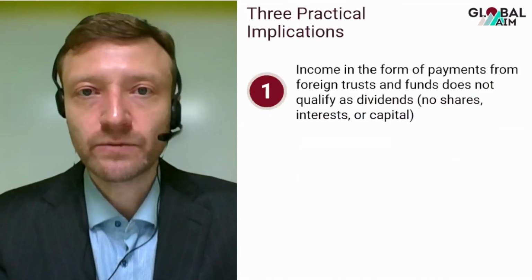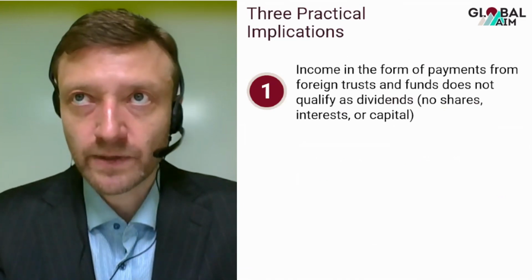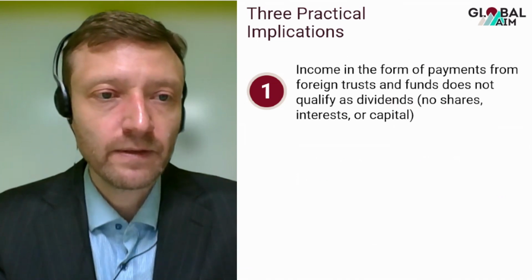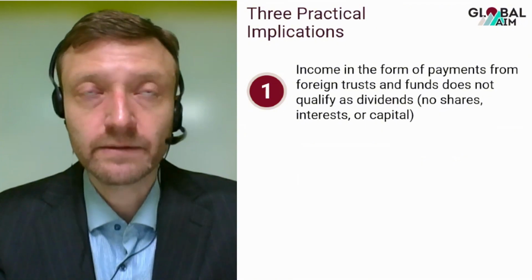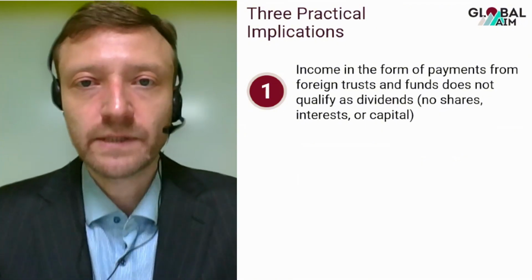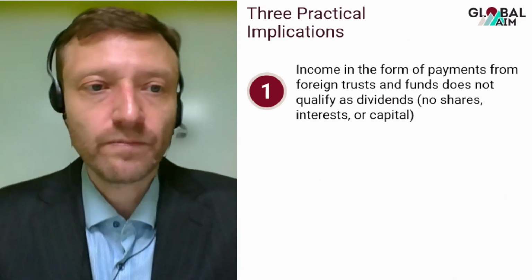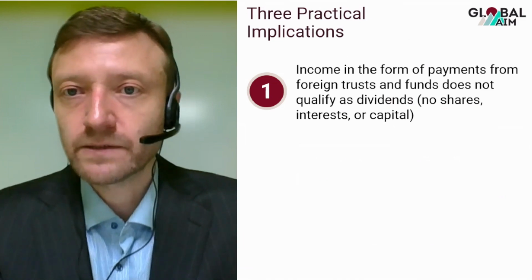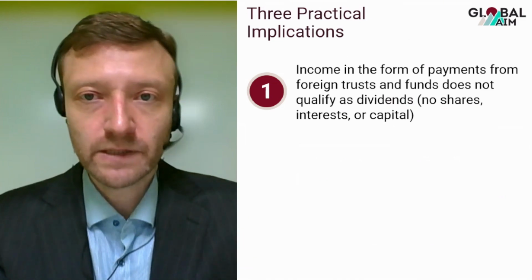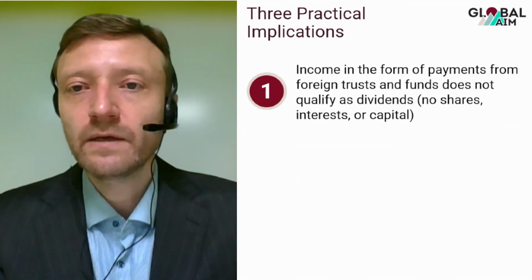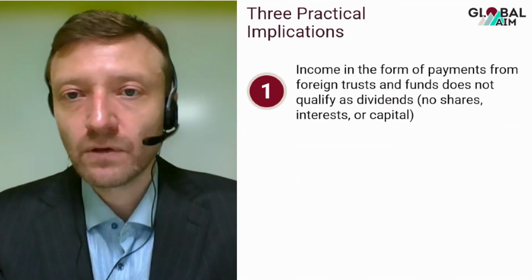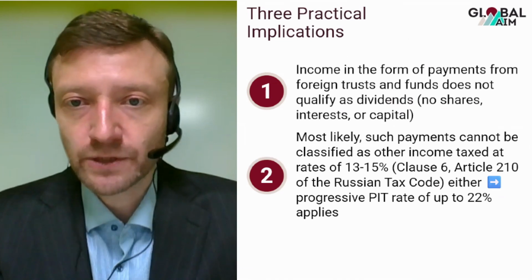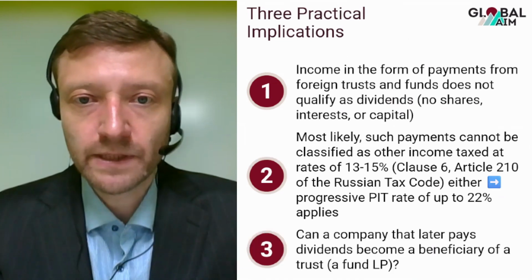And strictly speaking, in many structures, distributions from foreign trusts and funds to Russian tax resident individuals are likely to be considered as other income subject to higher tax rates of up to 22%. Three practical conclusions from this situation: income in the form of payments from foreign trusts and funds is not likely to be qualified as dividends because there are no shares, no capital, no legal entity involved in the distribution. Next, most likely such payments are going to be subject to personal income tax rates of up to 22%.